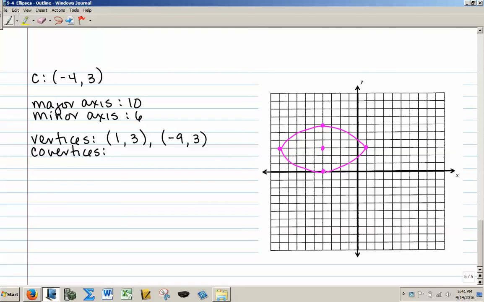And then my co-vertices are at the point -4, 6, and -4, 0.